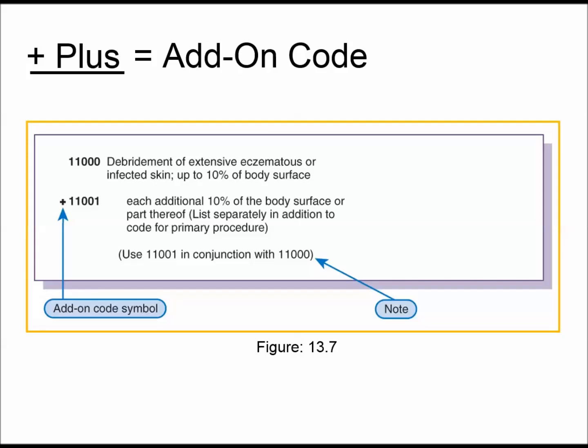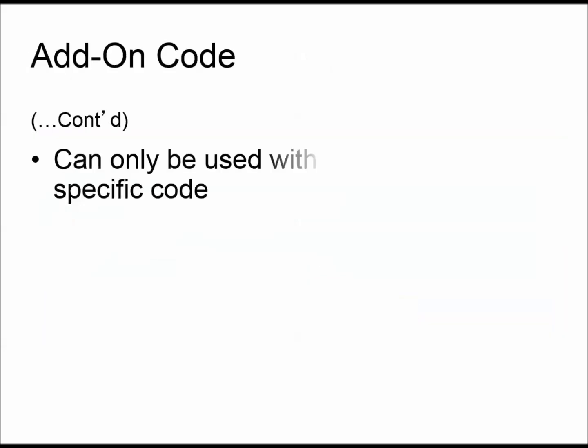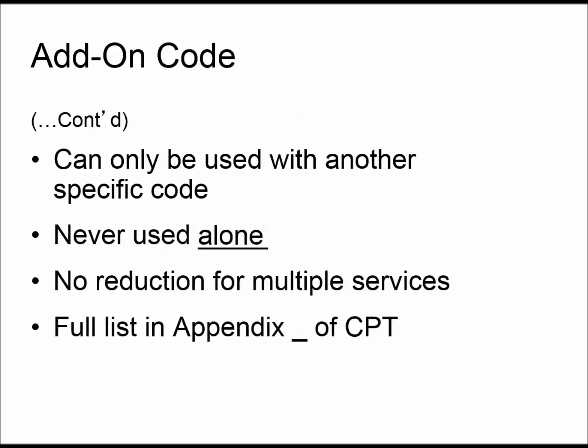You can never use an add-on code by itself. It can only be used with another specific code. It's never used alone, and there is no reduction for multiple services. In other words, no reduction in the reimbursement for multiple services. There's a full list in Appendix D of this CPT. Also, add-on codes are Modifier 51 exempt, and we're going to get into Modifier 51 pretty soon.